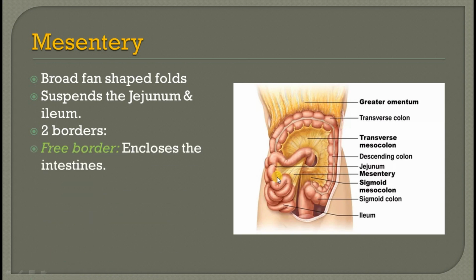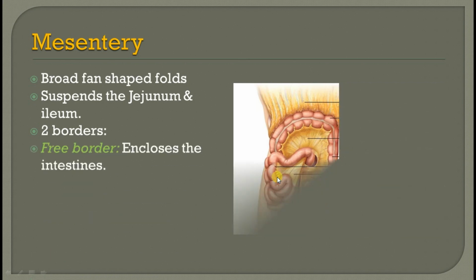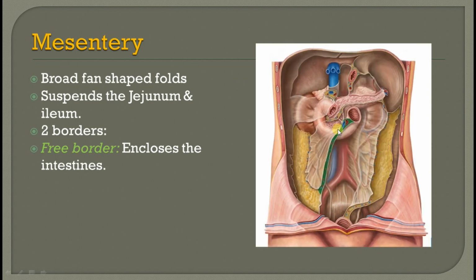The free border encloses the intestine, whereas the attached border, you are able to see the attached border. As I told you, the mesentery's attached border extends from the duodenojejunal flexure to the ileocecal junction, or the right sacroiliac joint. This attached border crosses the third part of the duodenum, abdominal aorta, inferior vena cava, your right ureter, and right gonadal vessels. So this is your left gonadal, same right gonadal vessels. So they cross. This is your ureter, which is coming from the kidney.